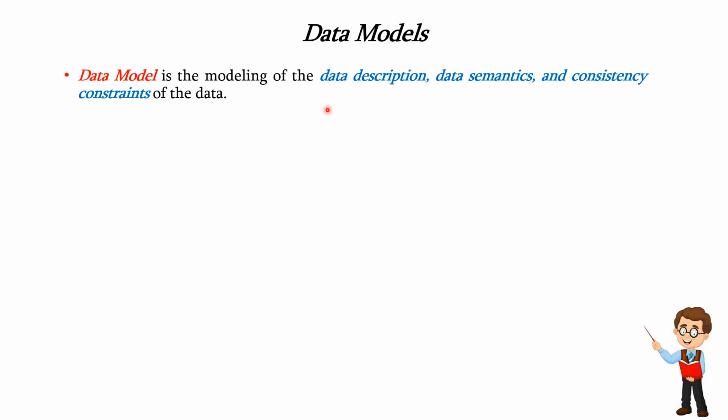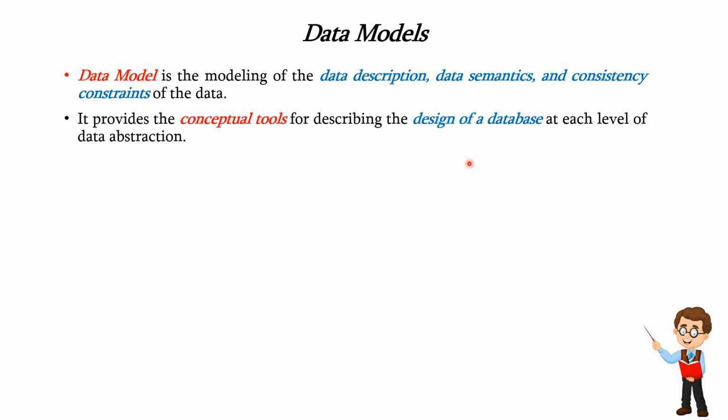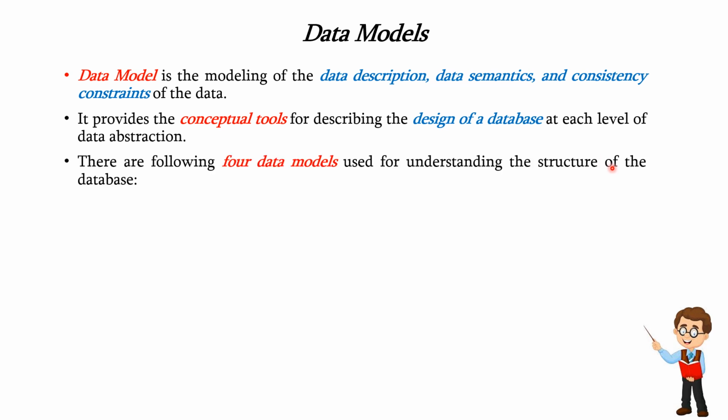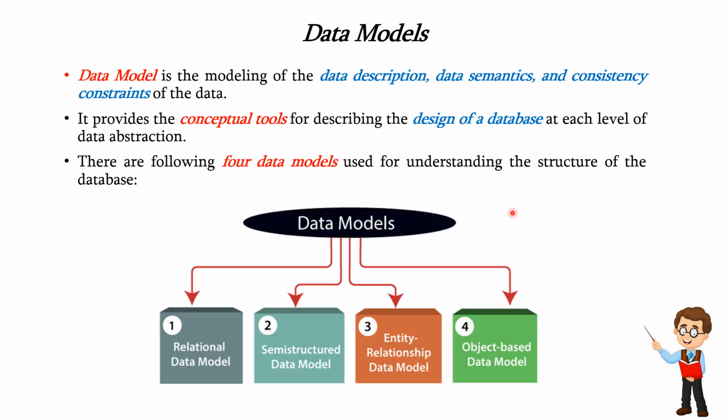Data model is the modeling of the data description, meaning or semantics associated with the data and consistency constraints of the data. It provides the conceptual tools for describing the design of the database at each level of data abstraction. There are 4 data models used for understanding the structure of the database. These 4 models are illustrated in this figure.